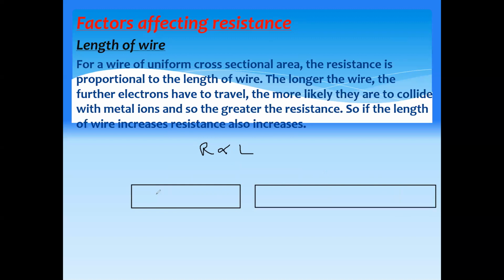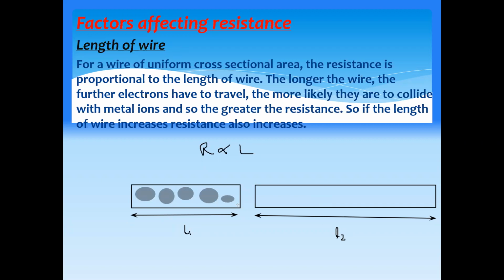If you have two wires with the same cross-sectional area but different length, resistance is proportional to length. What is the reason? All metals have lattice positive ions and delocalized electrons. If you have a longer wire, the electrons will have more collisions between the electrons and the positive ions, which reduces the speed of the electrons.